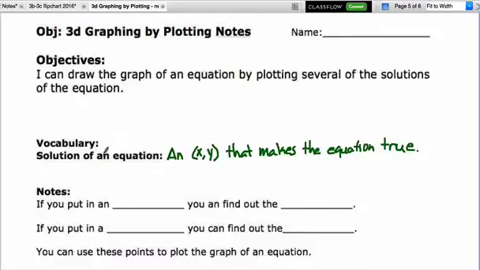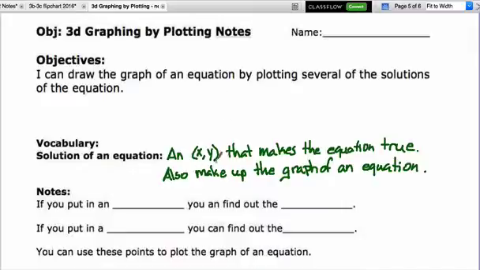These also make up the graph of an equation. Remember that the graph is not the coordinate plane, but the actual line or design that you see on the coordinate plane. If you put in an x value, you can find out the y value. If you put an x value into an equation and simplify it, you can find out the y value. If you put in a y value and simplify it, you can find out the x value.